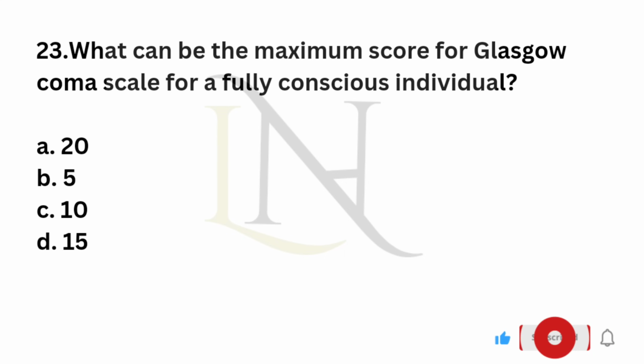Next MCQ. What can be the maximum score for Glasgow Coma Scale for a fully conscious individual? Option A, 20; option B, 5; option C, 10; option D, 15. Answer is option D, 15 is the correct answer. Glasgow Coma Scale we use in coma patients or unconscious patients. So minimum score is 3 and maximum score is 15.